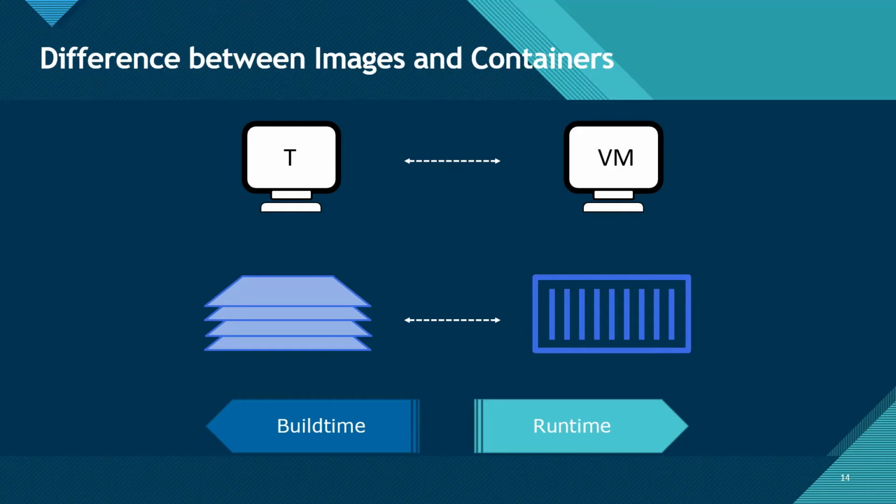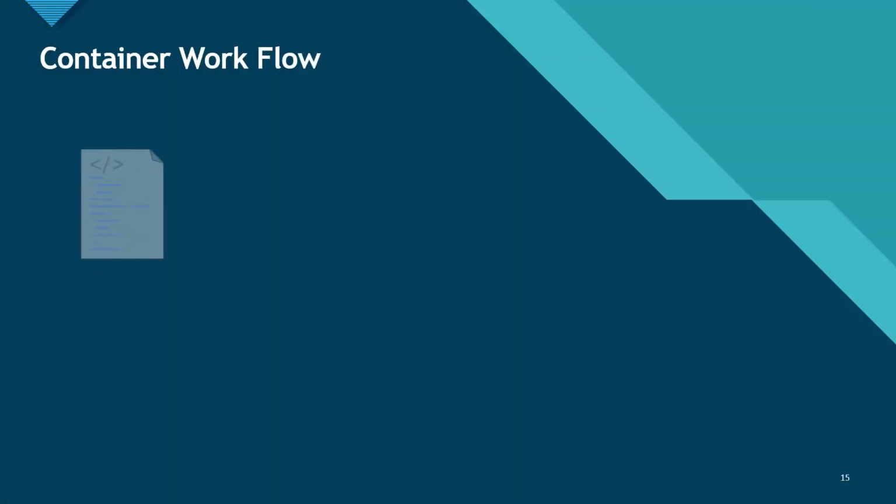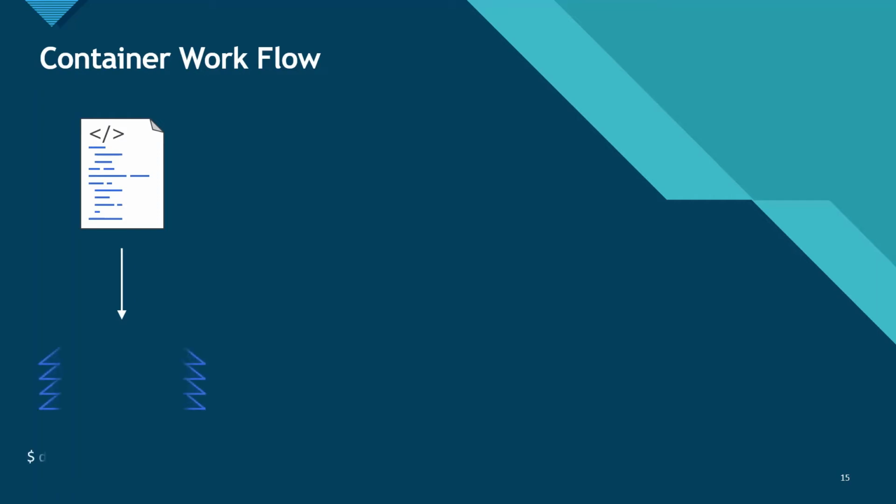What I'm trying to drive home here is that in the object-oriented programming model, you have heard about classes and objects. A class is a build-time construct, and when you create an object out of it, that's a runtime construct. So the class part is an image in the Docker world, and the container is the runtime construct.